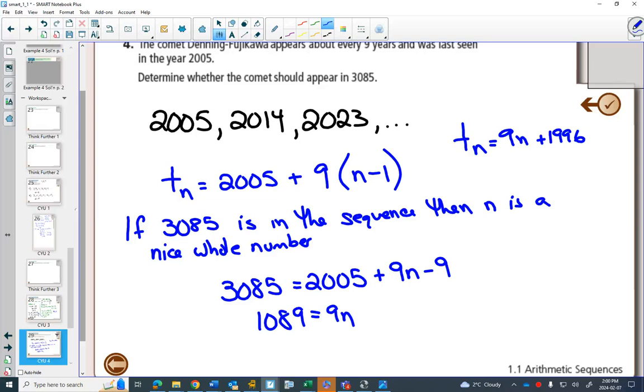So, I know it divides by 9 nicely. I'll go to my calculator. I divide by 9. I get n is equal to 121. So yes, this could be part of your life plan. You could save the year 3085 to see this comet and not have to worry about missing it any other year. You just have to make sure you do not die before the year 3085. So you got some work to do probably on that. Okay.